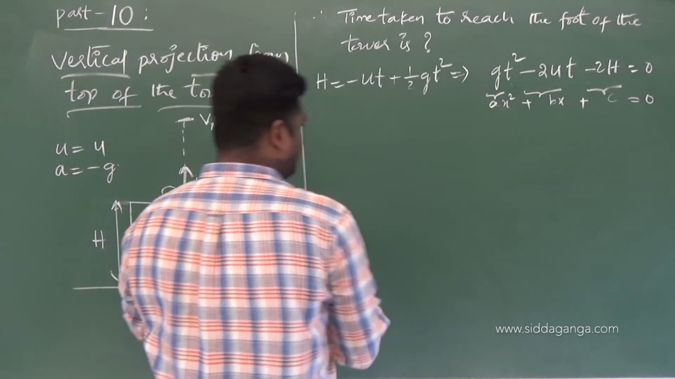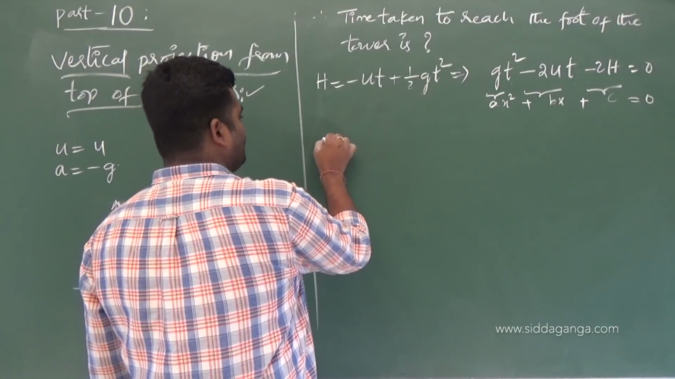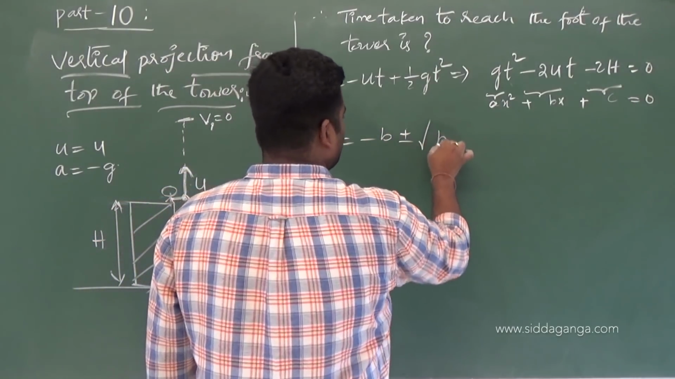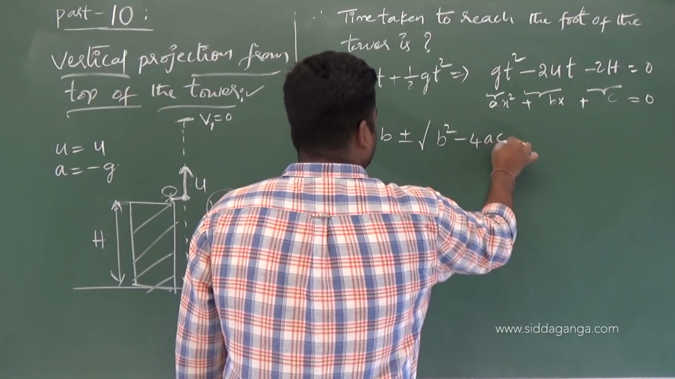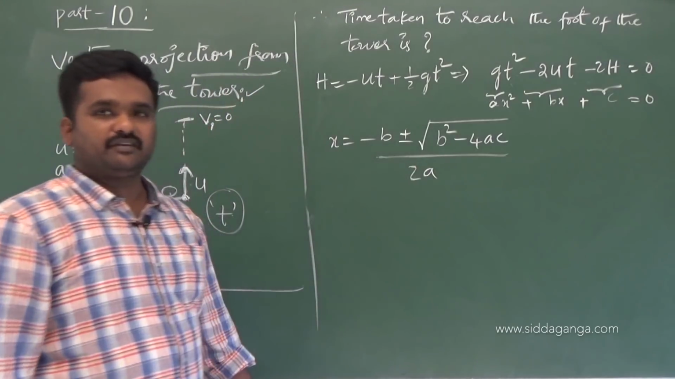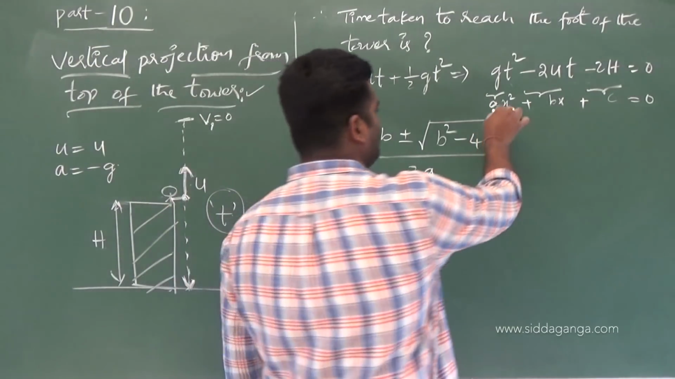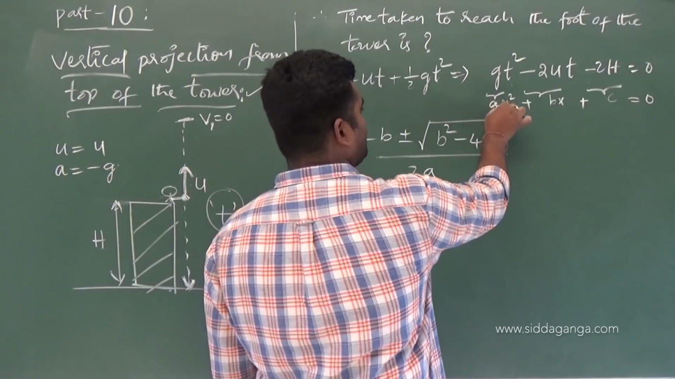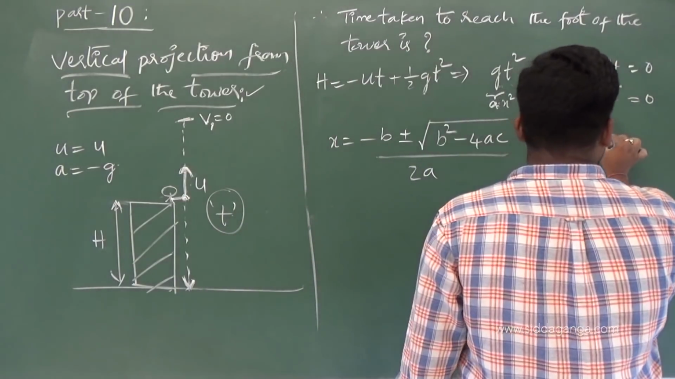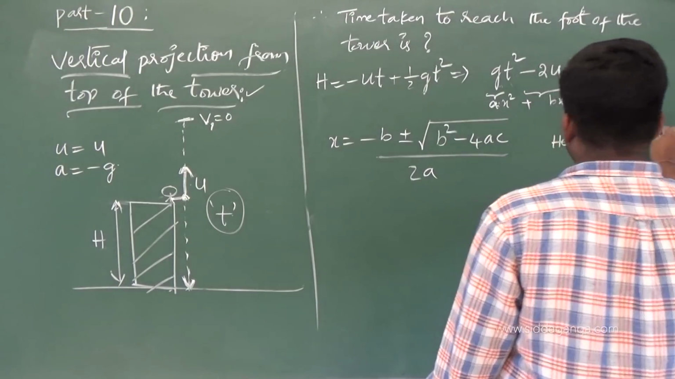What are the roots of the quadratic equation you are having? x equals minus b plus or minus root of b square minus 4ac, divided by 2a. These are the roots of the quadratic equation, right? But we know the value of a here. a is nothing but g. Here, just write the ABC values. a equals g, no doubt.